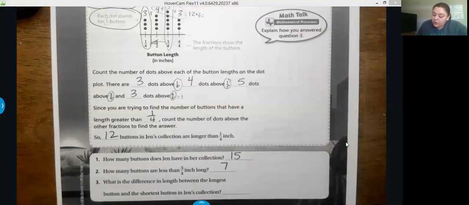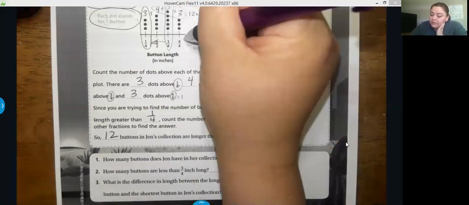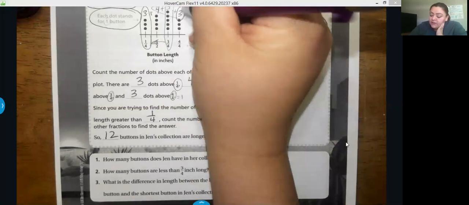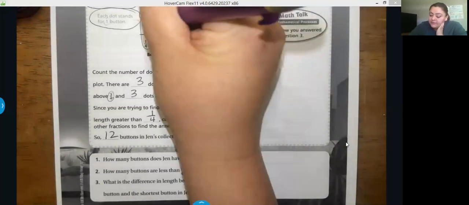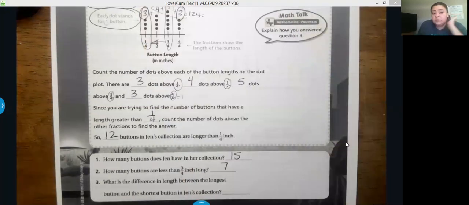Next question. What is the difference in length between the longest button and the shortest button in Jen's collection? So we need to look at that. Obviously our lowest one and our highest one. Our highest one here is 3, and then my lowest one here is 3. What is the difference? Well, 3 minus 3, 0.